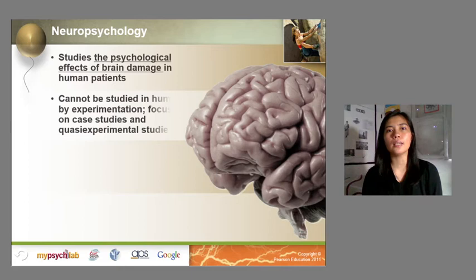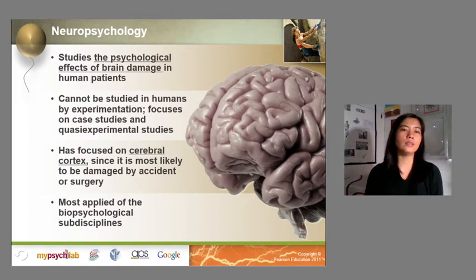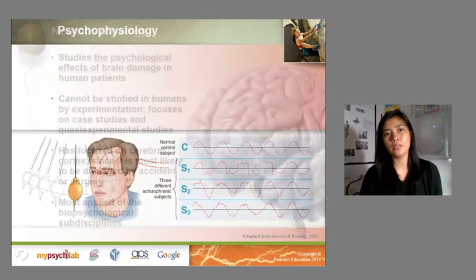Neuropsychology, on the other hand, is about the psychological effects of brain damage in human patients. It cannot be studied in humans by experimentation, and it focuses on case studies and quasi-experimental studies. So just like in the smoking studies, we can look at the psychological effects of certain brain damage that it may have had an effect, or in alcoholism, for example. It's focused on the cerebral cortex, and usually it's more on damages caused by accidents or surgeries, and it is more applied among the biopsychological subdisciplines.